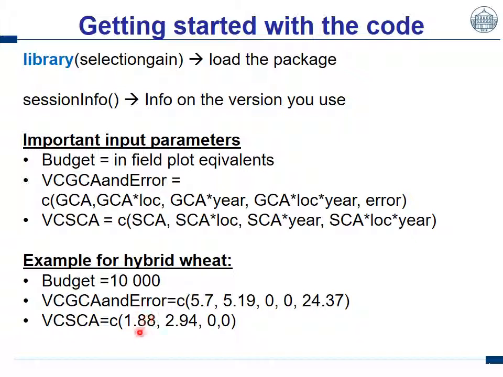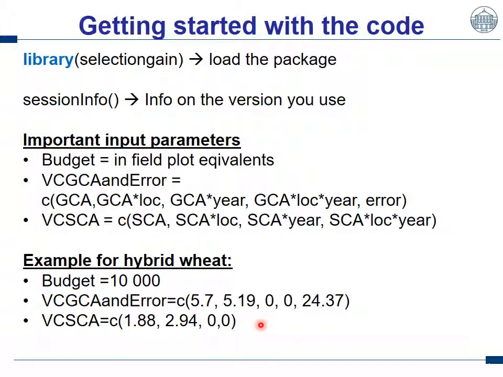Here it's for the specific combining ability. This is the variance due to interaction specific combining ability with locations. The variance due to interaction specific combining ability with the years. And the variance specific combining ability times location times year effect.